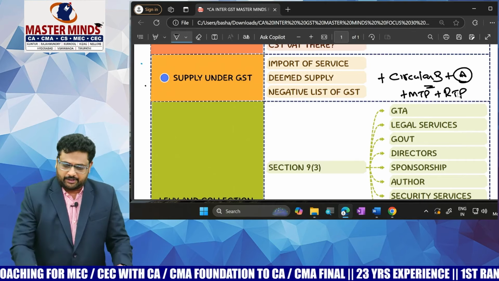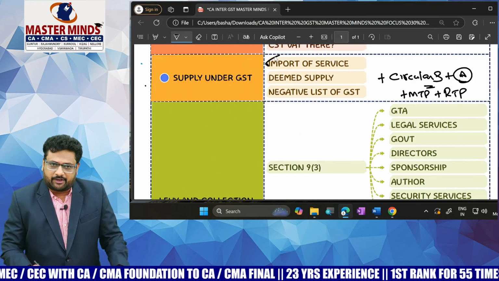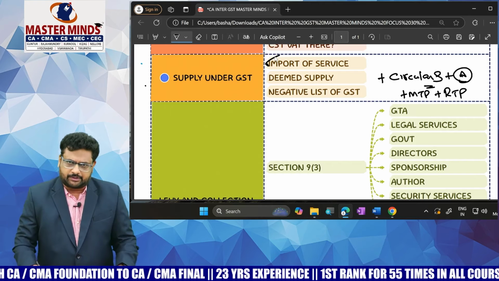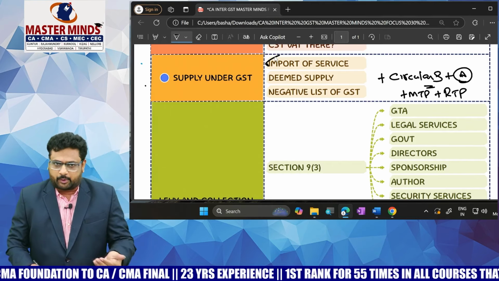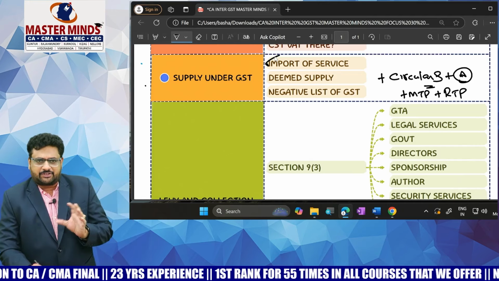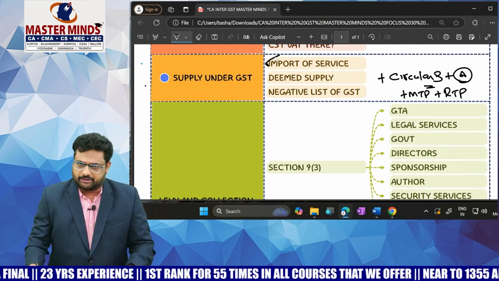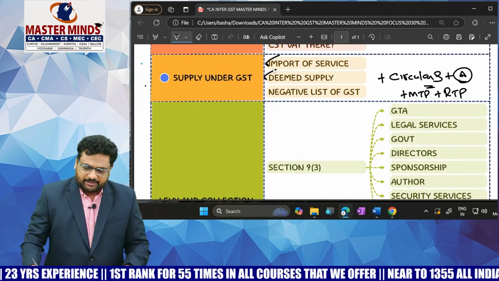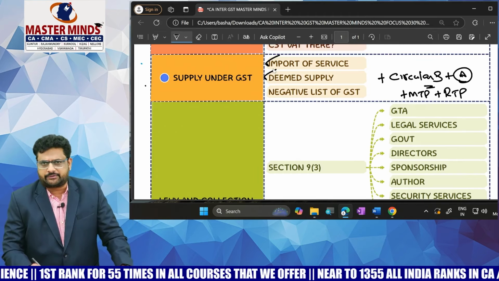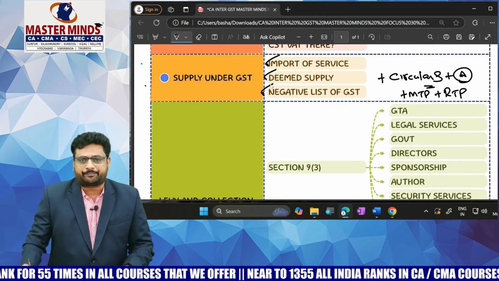The first one is import of service, whether it is 7.1b or 7.1c. In both cases, for import of service, you need to learn it very well, because a practical question can be posed from import of service, which is very important from the examination point of view. Another one is deemed supplies, that is 7.1c, and the rest of the points. And the negative list of GST, that is Section 7 subsection 2.